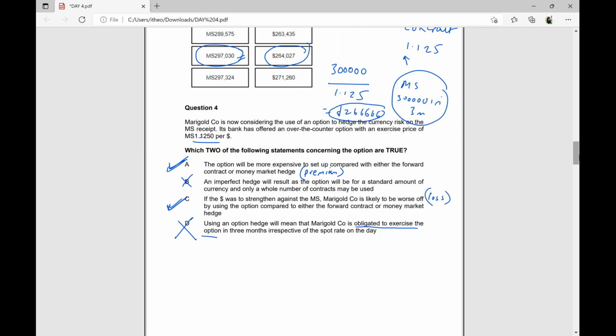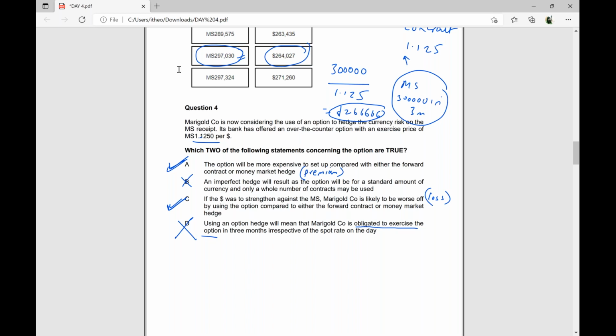So Faizan, part B says that an imperfect hedge will result. An option does not create an imperfect hedge, it creates a perfect hedge. That's what is written in the Kaplan text. And as far as D is concerned, using an option hedge will mean Marigold is obligated. For an option, there is no obligation. It's just a right. That's why B and D are wrong.